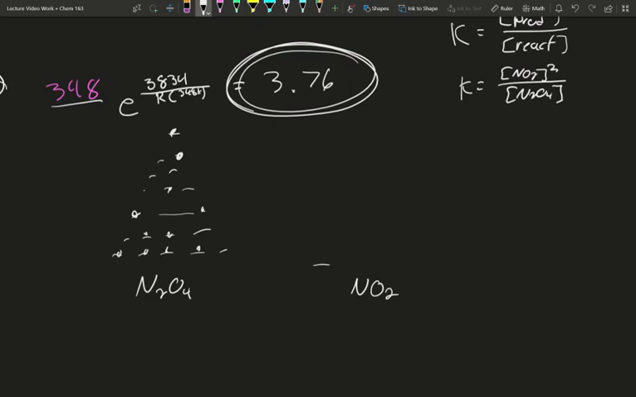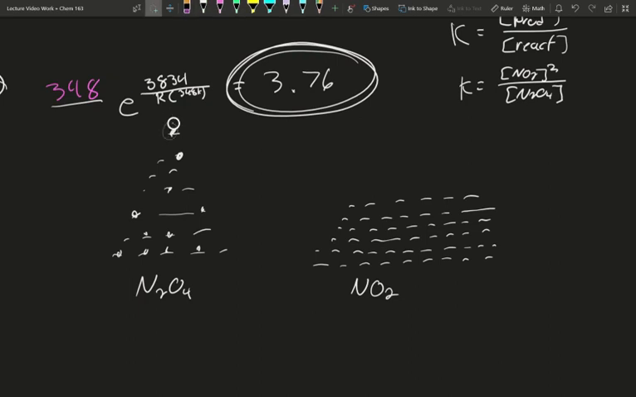Your NO2, on the other hand, has greater entropy because of the two molecules. It has far more states to spread that out in. So if some of our molecules have broken apart and become NO2, they can spread out and they don't get nearly as high in energy. They remain much more flat, much more distributed.